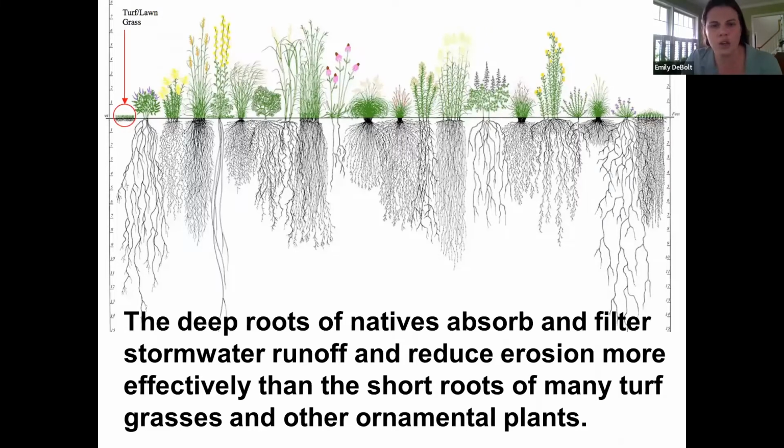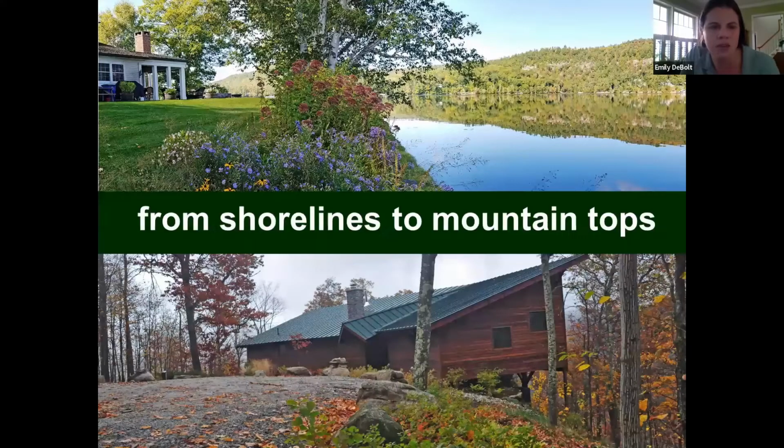And this just shows how deep their roots are and what that can do to reduce erosion compared to something like a traditional turf grass, which is shown all the way on the left with those little tiny roots. So we want to try to have more areas with some nice natives and less lawn.